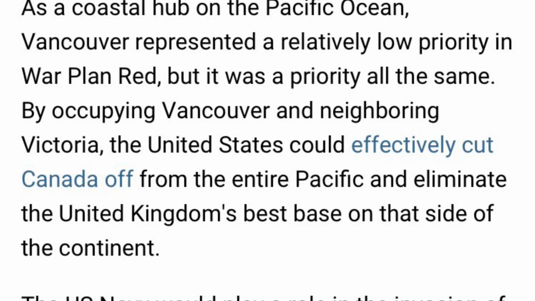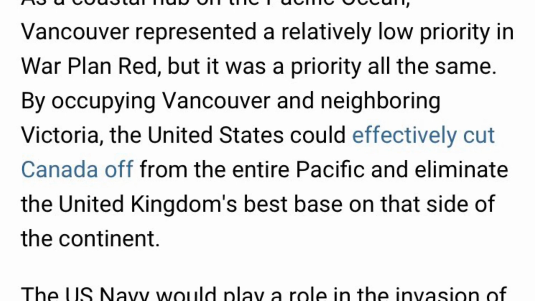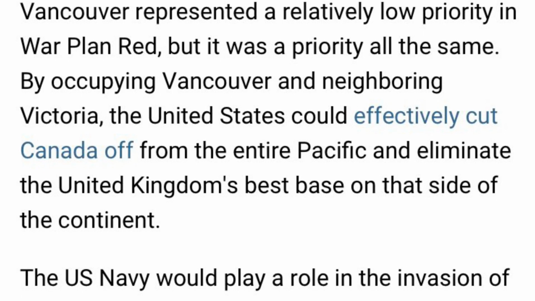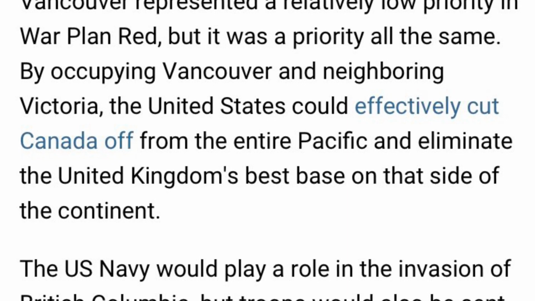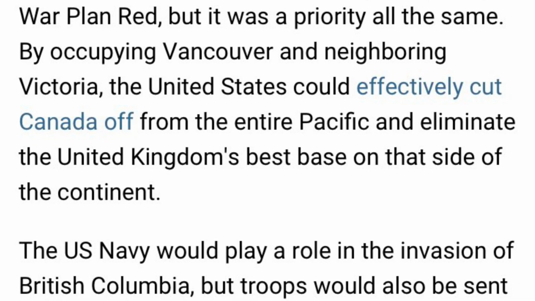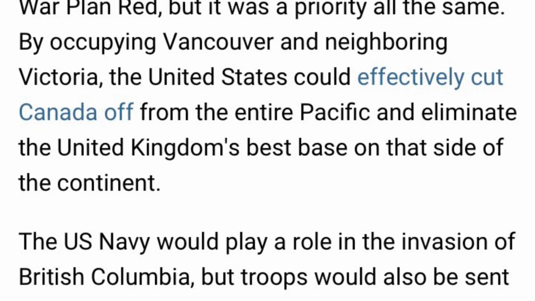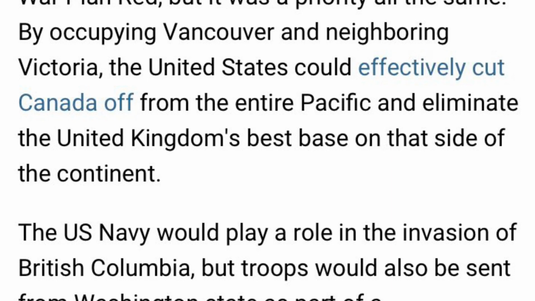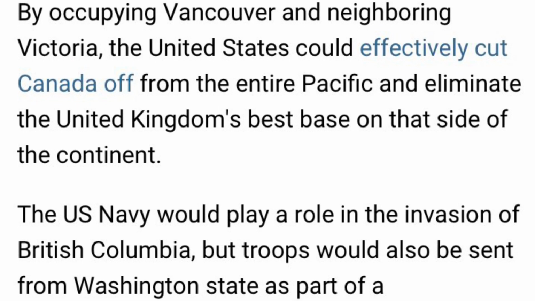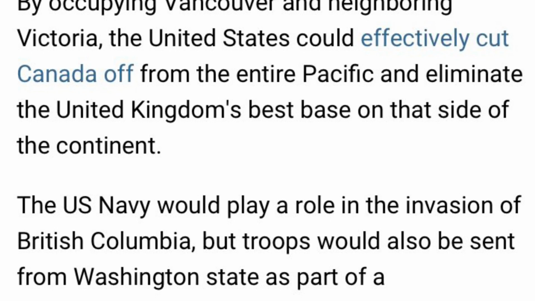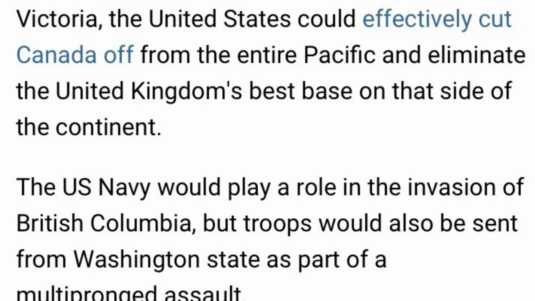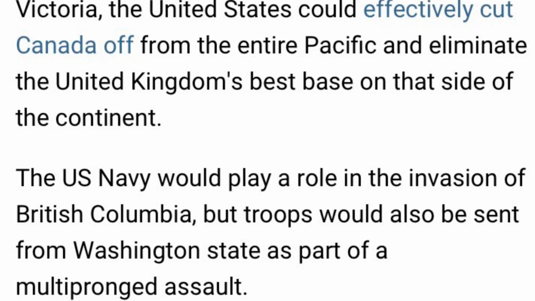As a coastal hub on the Pacific Ocean, Vancouver represented a relatively low priority in War Plan Red, but it was a priority all the same. By occupying Vancouver and neighboring Victoria, the U.S. could effectively cut Canada off from the entire Pacific and eliminate the UK's best base on that side of the continent. The U.S. Navy would play a role in the invasion of British Columbia, but troops would also be sent from Washington State as part of a multi-pronged assault.